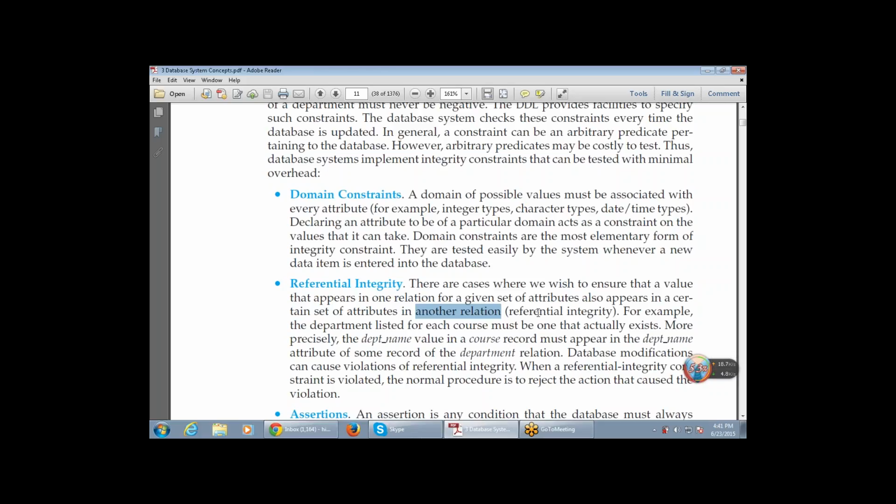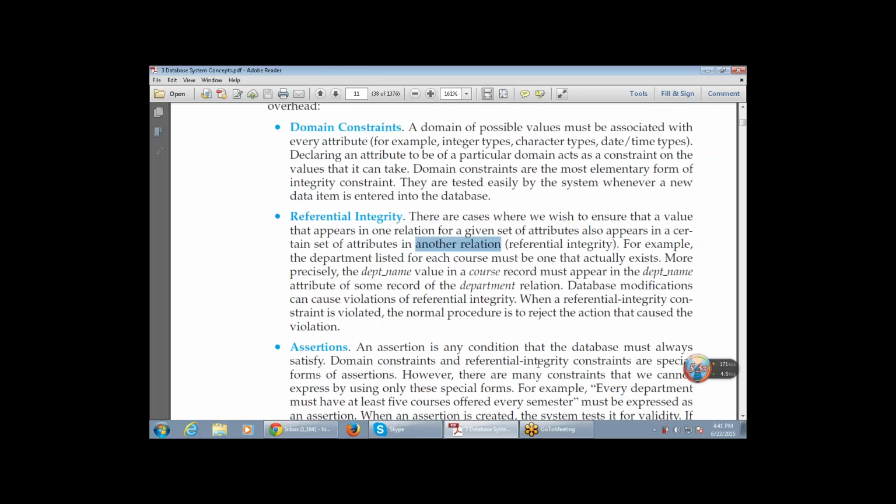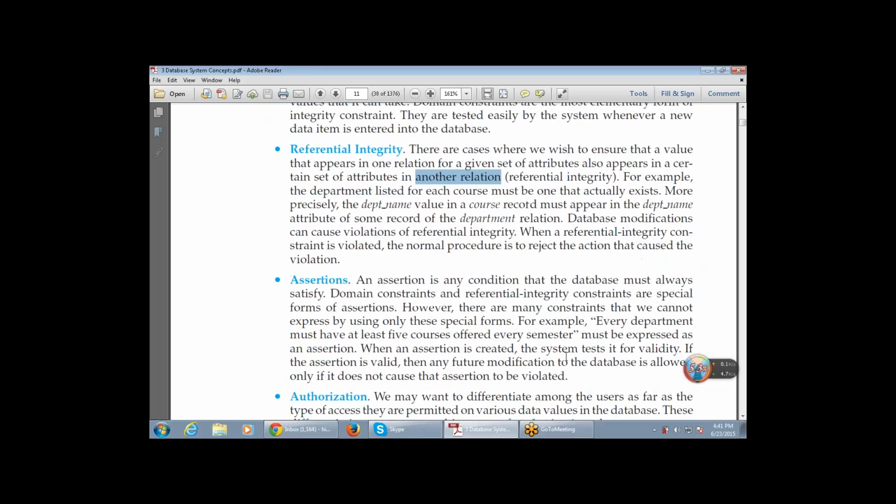And then the next constraint is assertions. An assertion is a condition that the database must always satisfy. Domain constraints and referential integrity constraints are special forms of assertions.